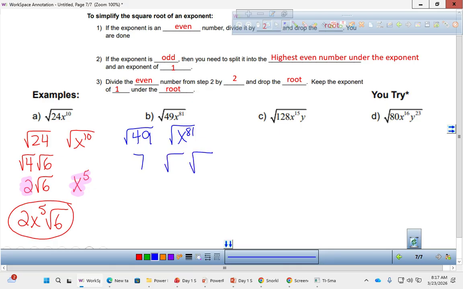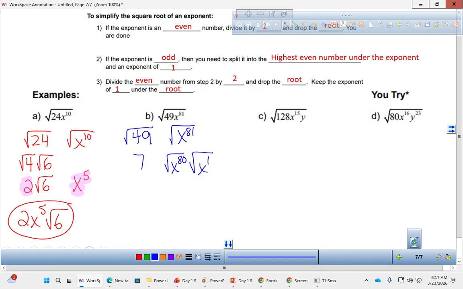You need to split it up into the highest even number under the exponent, which is usually just 1 under it, right? The highest even number below 81 is 80. The second exponent will always be a 1. Together, that's 81. So I'm not changing the value of the problem. What I'm doing is making an even number so that I can divide by 2, right? So highest even number under the exponent and an exponent of 1.